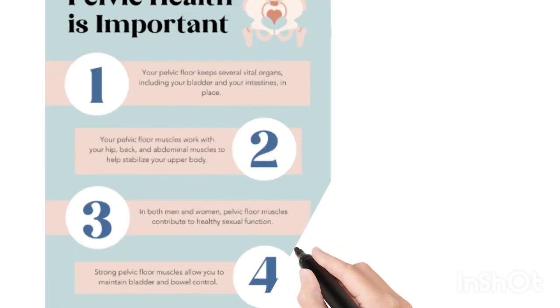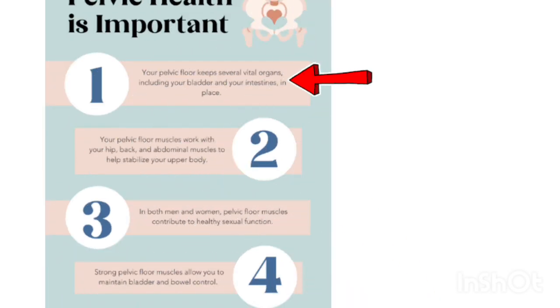Then moving on, what is the relevance of the pelvis? One of them is that it helps to hold vital organs, like the bladder and the intestine. I said it before, it helps hold them in place. You understand? Very, very important. The pelvic floor muscles also help make sure that our hip, our back, and the abdominal muscles help to stabilize our upper body. You understand? Very, very important.